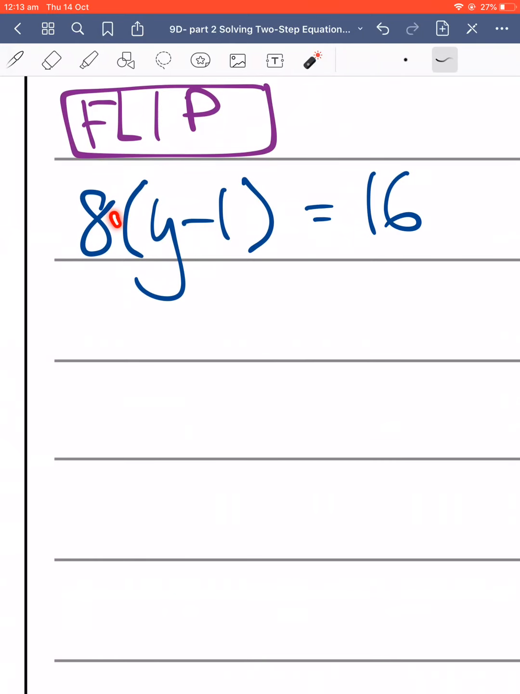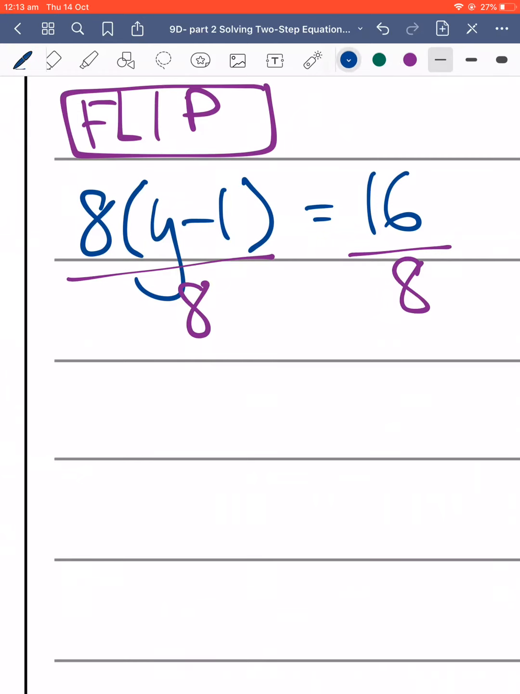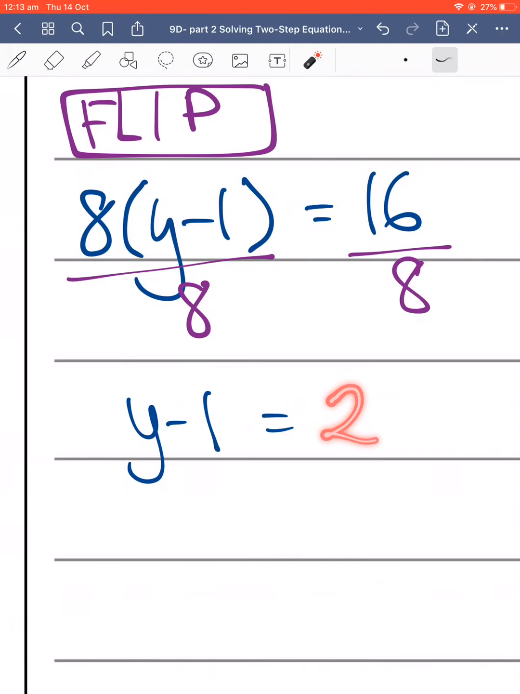So this means that I have multiplied by 8. So I have to divide by 8 on both sides to undo it, because that's the opposite operation. So I divide by 8 on both sides. So I end up with these two cancelling out, and I just end up with y minus 1 gives me 16 divided by 8, which is 2. So let's write that in, 2.